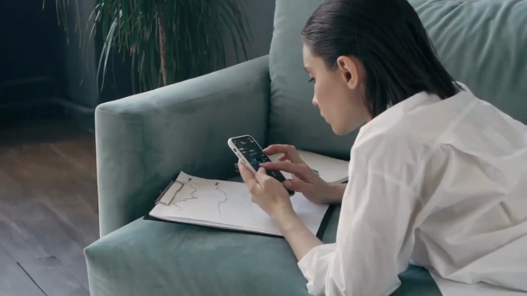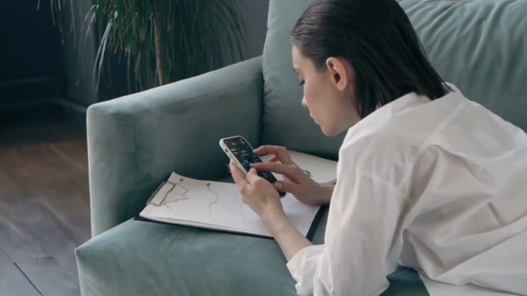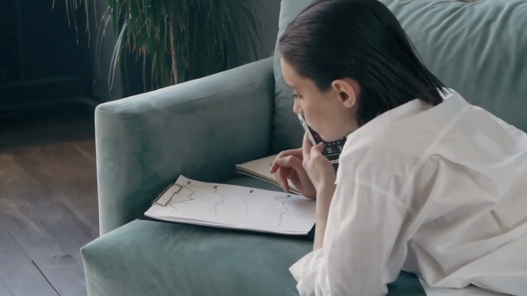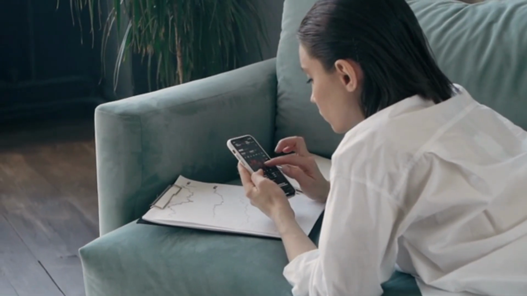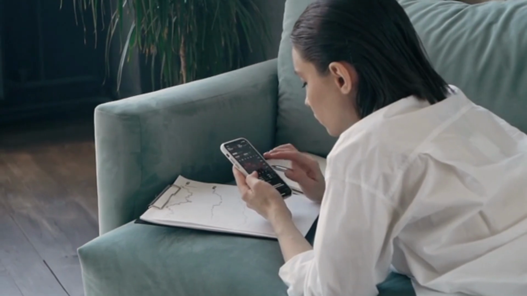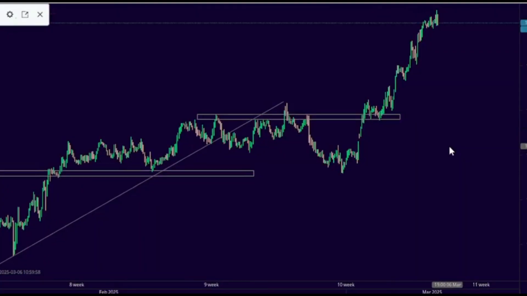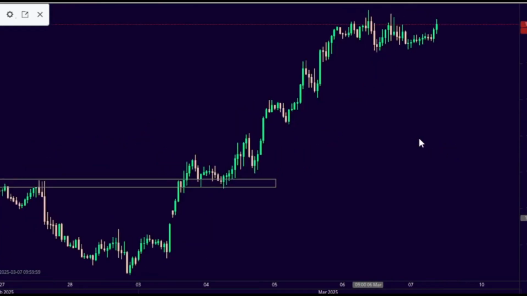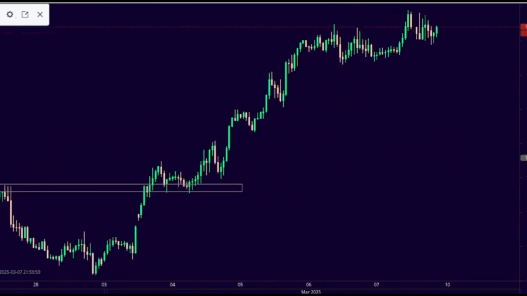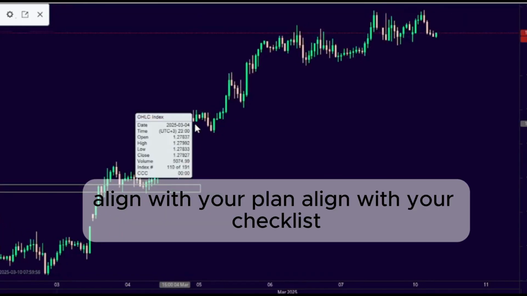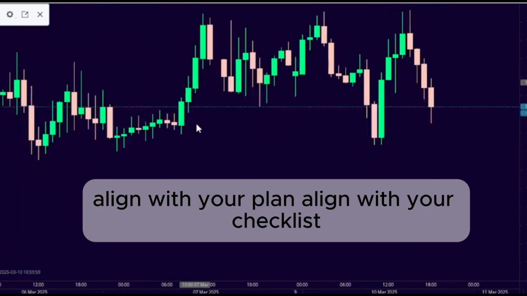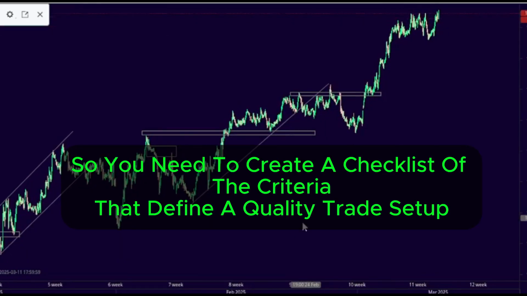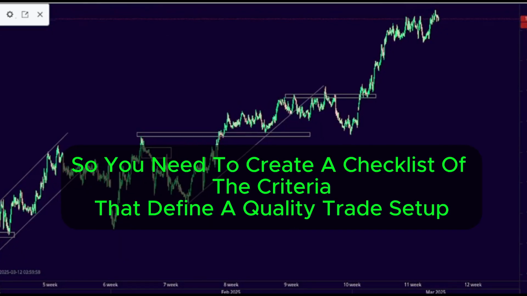The second part of the equation is, anytime a setup presents itself, you may not need to physically tick the checklist, but you can tick it by checking the checklist. If you don't have it offhand, it's preferable to always have it printed out. So you check it and see if the trade setup you're about to take aligns with your plan, aligns with your checklist. So you need to create a checklist of the criteria that define a quality trade setup.